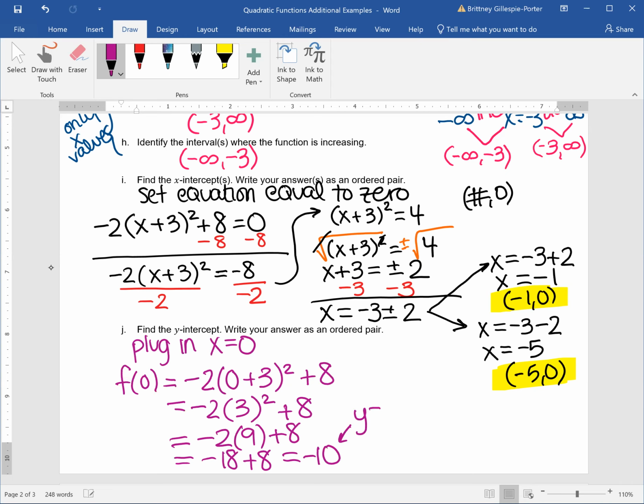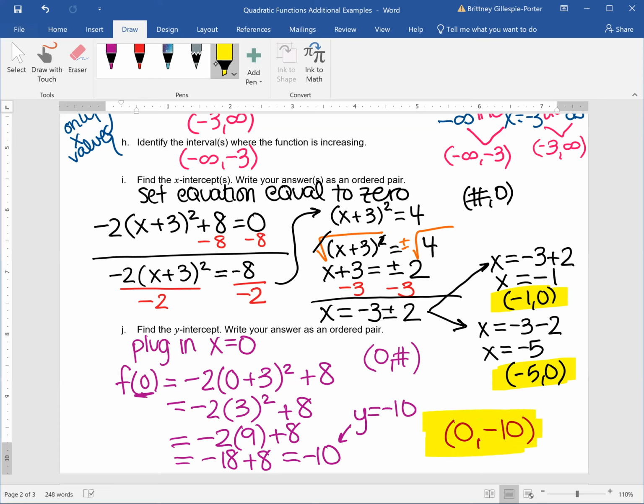This is y equal to -10 for our y-intercept. But as an ordered pair, remember y-intercepts are in the form 0, comma, some number. Ours, because we plugged in 0 for x, it's going to be 0, comma, -10. And don't forget to put your parentheses, otherwise you do not have an ordered pair.